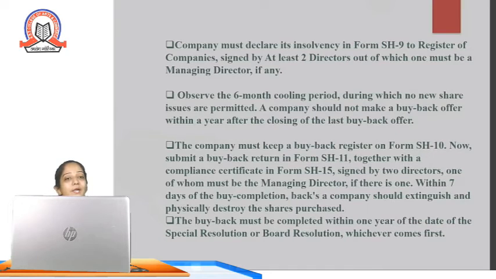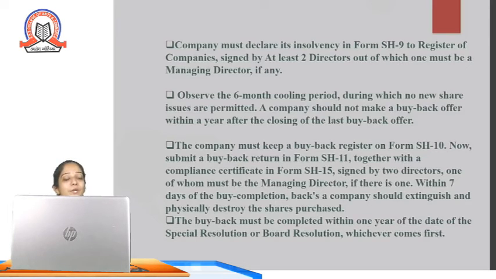Coming to the next point, the company must file a declaration of solvency in the form of SH9 with the registrar of companies, signed by at least 2 directors, out of which one must be the managing director. That means the company has to give their declaration that the company is not going through any times of bankruptcy or insolvency. The company is just reducing its capital. It is not going to be bankrupt in the near future.